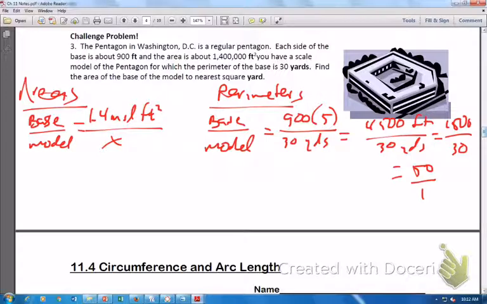So the areas, which is 1.4 million feet squared. Now, if I'm going to turn feet squared into yards, and I want to because we want our answer to be in nearest square yards, I'm going to take 1.4 and divide it by 9. Now, why 9? I know there's 3 feet in a yard, but we're talking about square feet. So 3 squared is 9. So I'm going to take 1.4 million and divide it by 9.